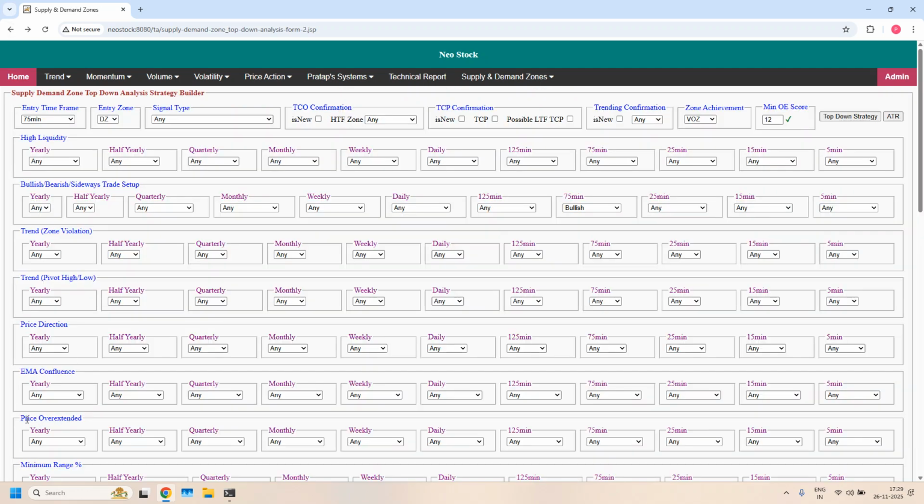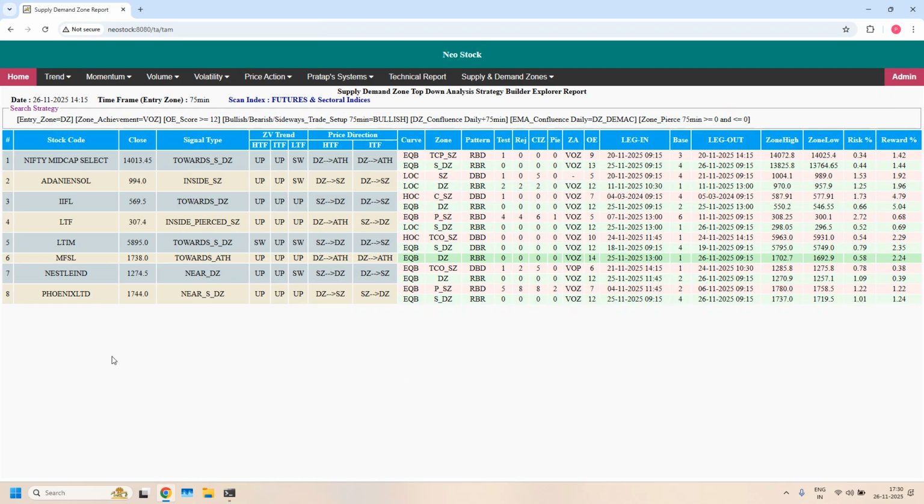So again I am applying the filter EMA confluence at daily demand zone having daily EMA. Let's filter. 8 stocks are filtered. So these 8 75 minutes demand zones might have a higher probability of success, provided lesson 20 checklist items are satisfied. Otherwise, higher chances of zone violation.